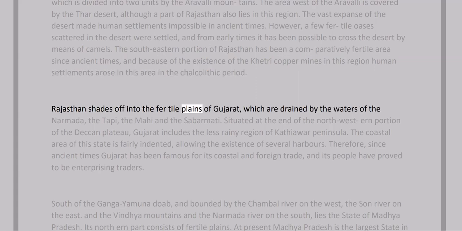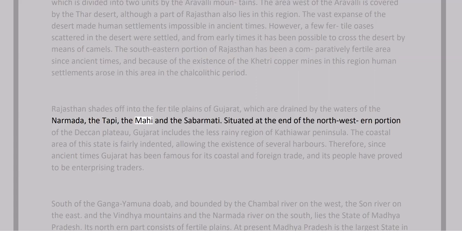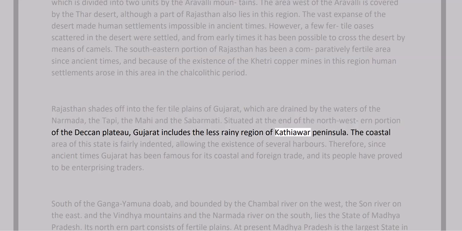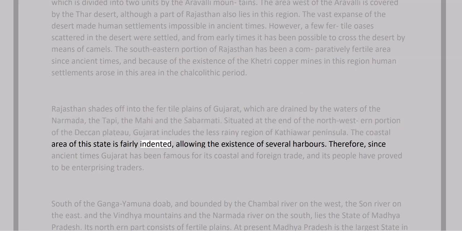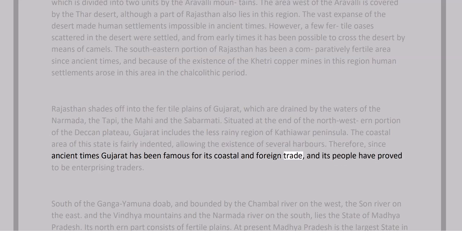Rajasthan shades off into the fertile plains of Gujarat, which are drained by the waters of the Narmada, the Tapi, the Mahi and the Sabarmati. Situated at the end of the northwest portion of the Deccan Plateau, Gujarat includes the less rainy region of Kathiawar Peninsula. The coastal area of this state is fairly indented, allowing the existence of several harbours. Therefore, since ancient times Gujarat has been famous for its coastal and foreign trade, and its people have proved to be enterprising traders.